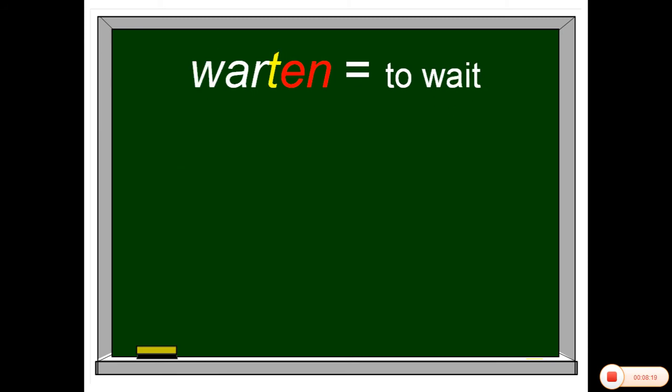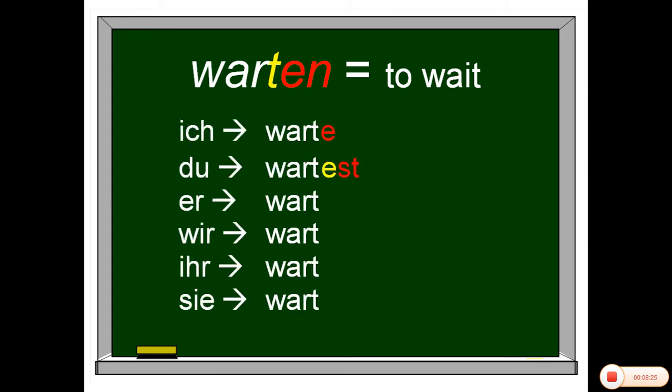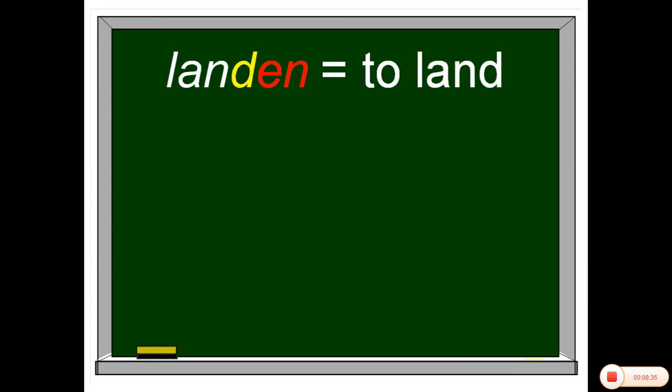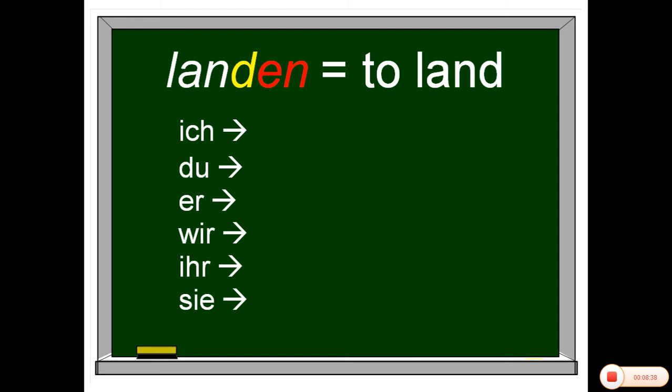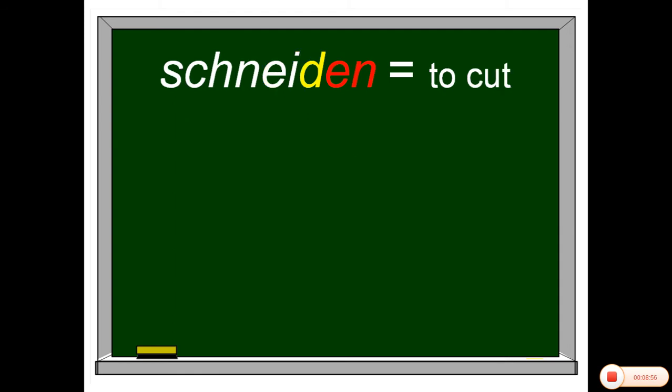Let's take another example. Warten, to wait. Ich warte, du wartest, sie wartet, wir warten, ihr wartet, sie und Sie warten. Next, landen. Now the root ends with D. Landen means to land. Ich lande, du landest, sie landet, wir landen, ihr landet, sie landen. Correct? Du, er/sie/es and ihr forms take E.